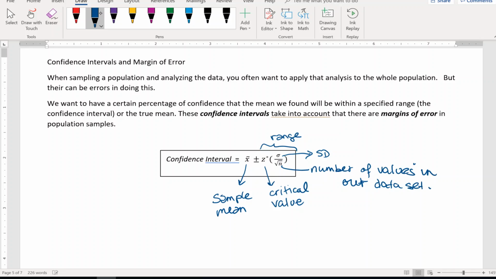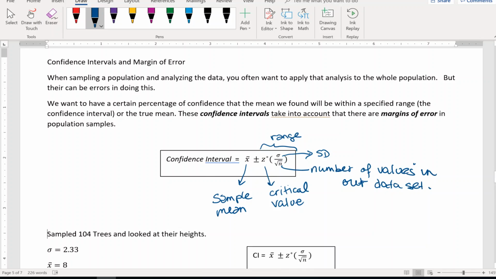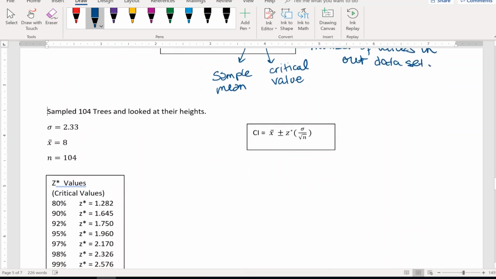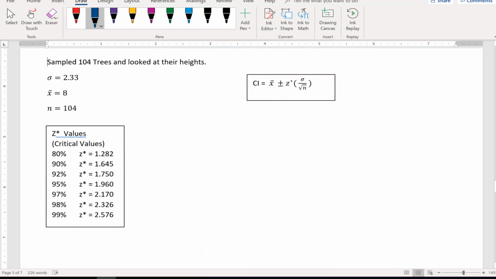So let's take a look at an example of this, and we're going to go back to our previous example where we sampled a population of trees. In this example, we sampled 104 trees and we looked at their heights. And we found that the heights of these trees ranged between 4 meters and 12 meters. We found that the mean was 8, the standard deviation was 2.33, and we sampled 104 trees. Now these are the critical values, or the Z tables, that we're going to use to find our confidence intervals.